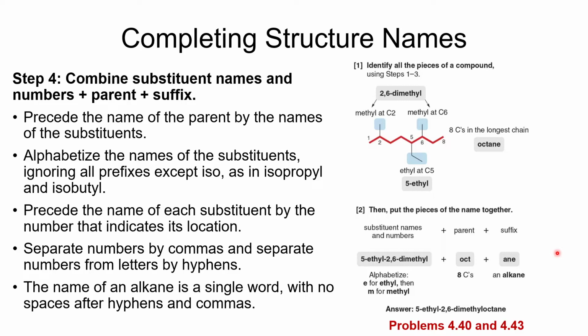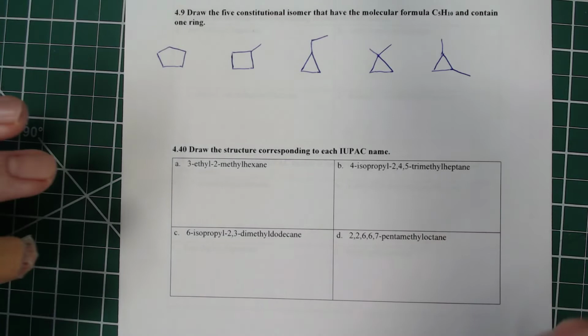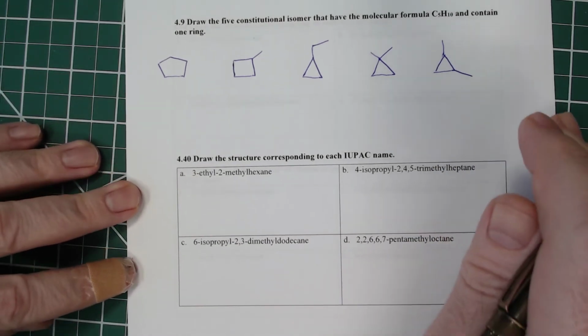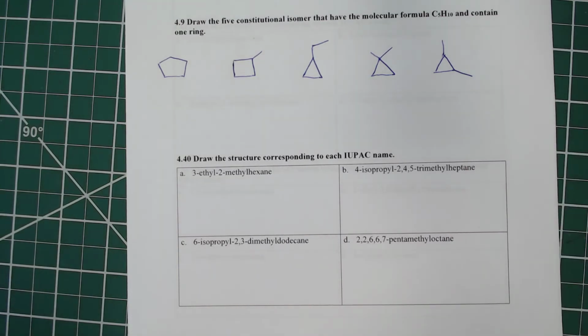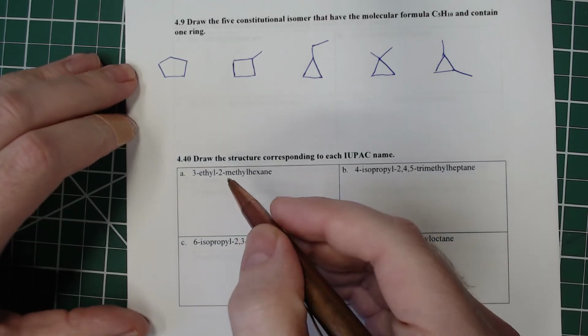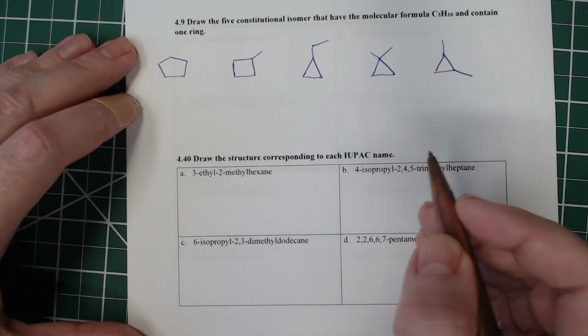All right, so we now want to look at number 40 and 43. So here is number 40, and I like this particular one because it's kind of challenging and it's kind of fun. All right, so we've got 3-ethyl 2-methyl hexane.